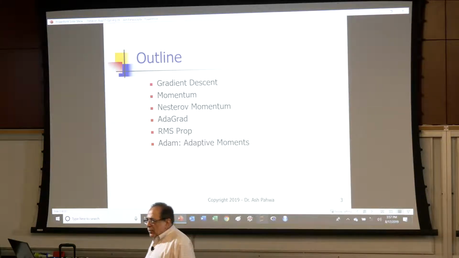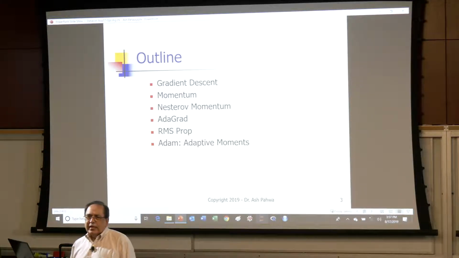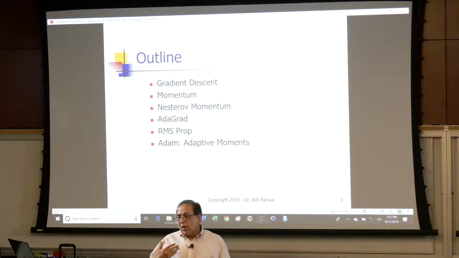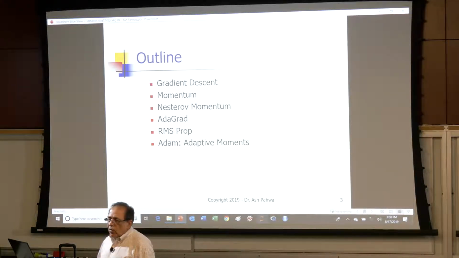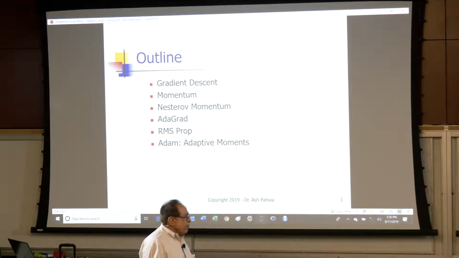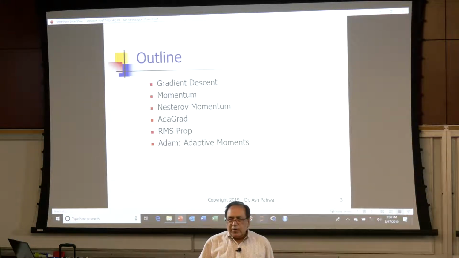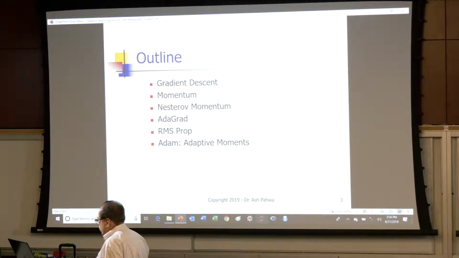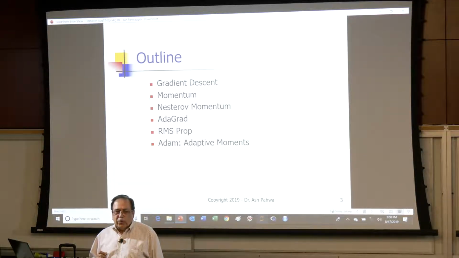And then suddenly came this area of deep learning. When the deep learning area came, after that we encountered a lot of problems with the gradient descent algorithm. So then we introduced a whole new concept which is based on momentum, and after that came Nesterov momentum, AdaGrad, RMSProp, and Adam. Adam is the latest optimization technique that is being used in deep learning. So that's what the focus is going to be.